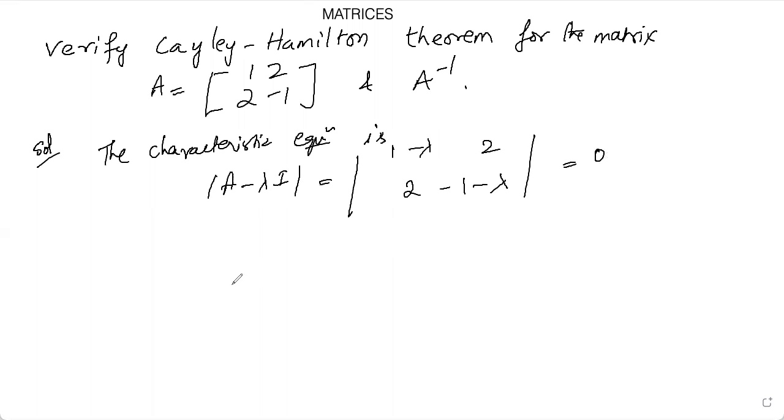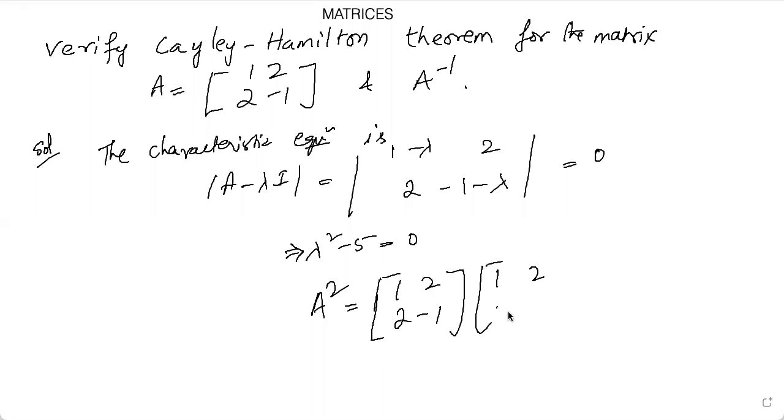So this implies, after simplifying, we get lambda squared minus 5 equal to 0. After that, A squared will be the matrix with rows 1, 2 and 2, minus 1, multiplied by itself. Let us multiply this. So you get this.